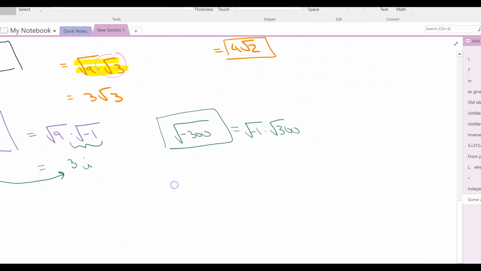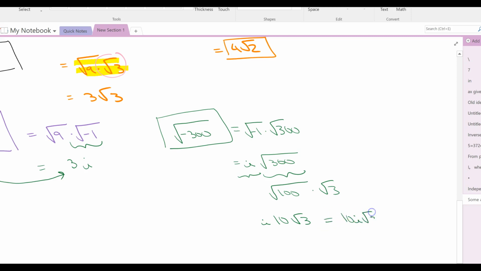This is kind of showing every single step route. And you know that root negative 1 is just i times the root of 300. And now the i is just going to sit here and wait for me to finish this job here. This is just root 100 times root 3, and this becomes 10 root 3. And the root 3 is done, and this is just i times 10 root 3. You will generally see this written this way. 10i root 3. That's kind of the more traditional way of seeing it.